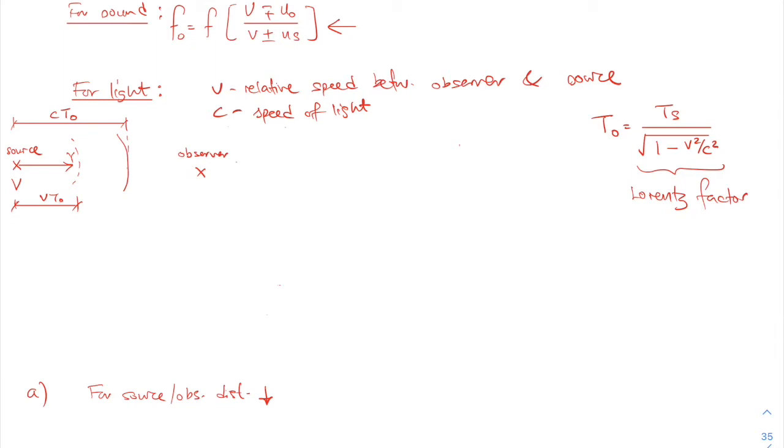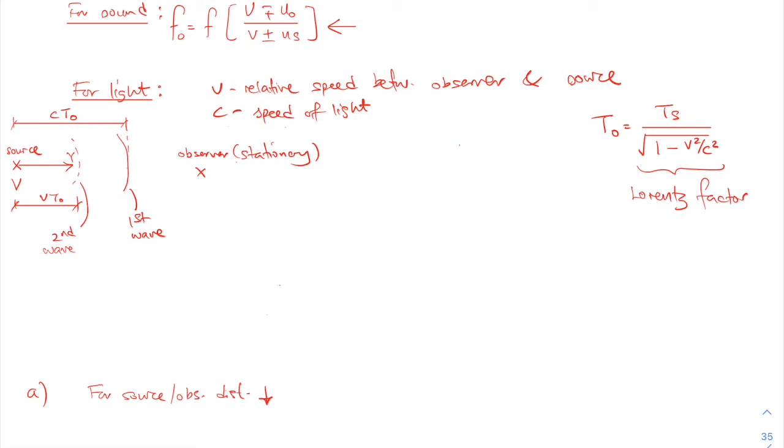Now I have here a diagram showing a source moving towards an observer. For simplification, I'm going to assume the observer is stationary, so the source is actually moving with the relative speed v, and I have here the first wavefront given off by the source when the source was at x, and I have the second wavefront given off by the source when the source has moved to a position y.